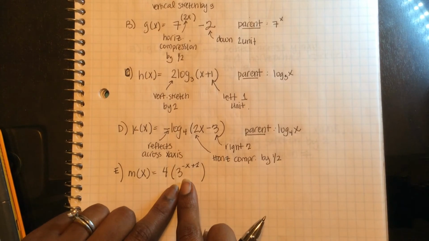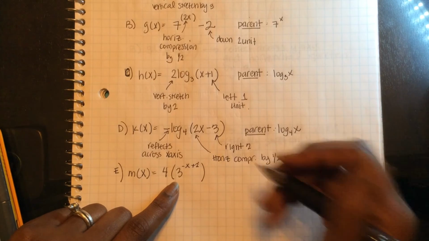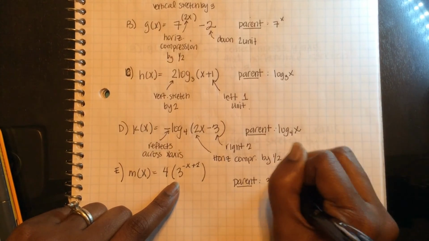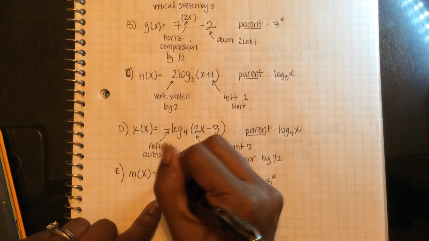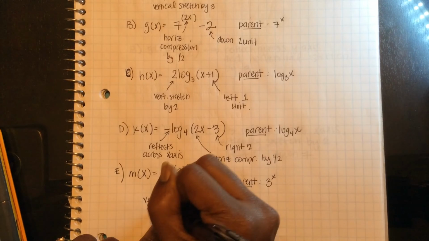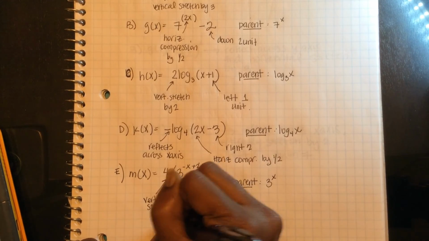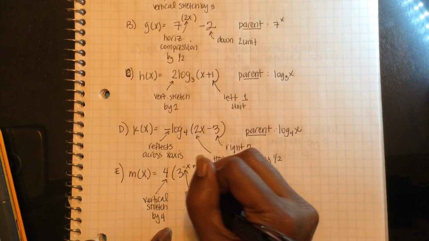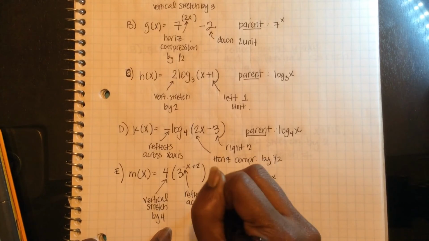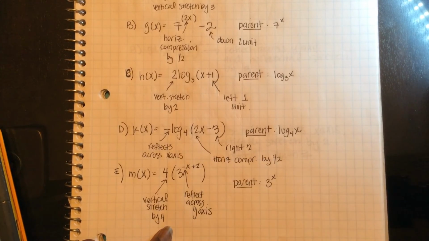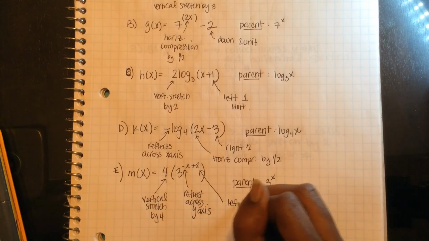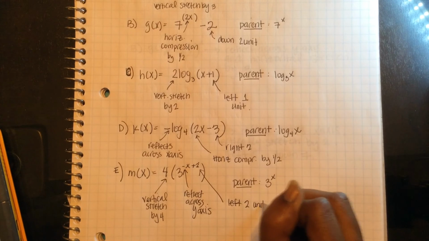So now here, back to an exponential function. So my parent function is 3 to the x. The 4 in front is a vertical stretch by 4. The negative in front of my x reflects across the y-axis. And adding 2 to my x shifts it to the left 2 units.